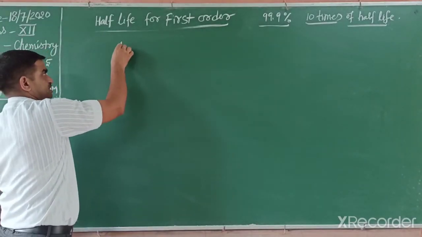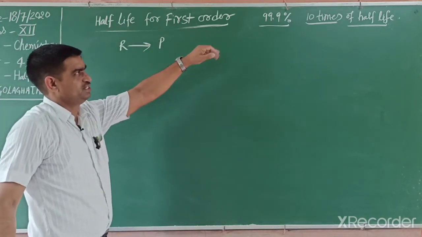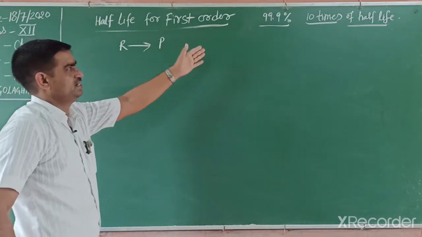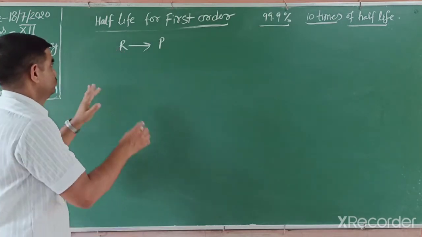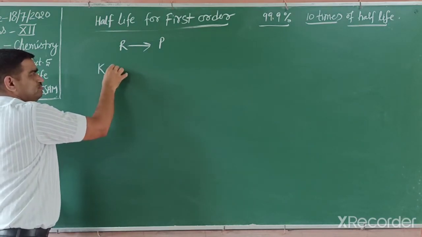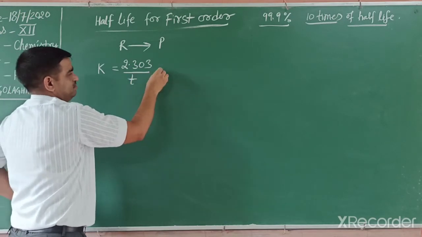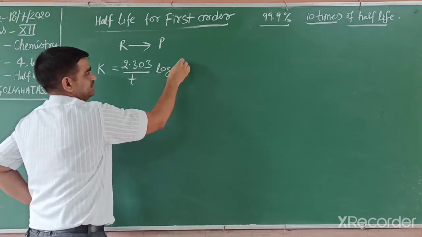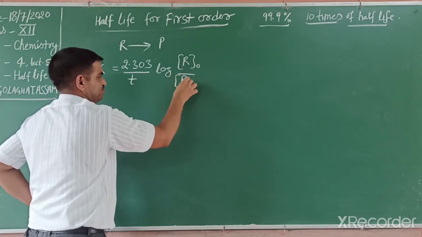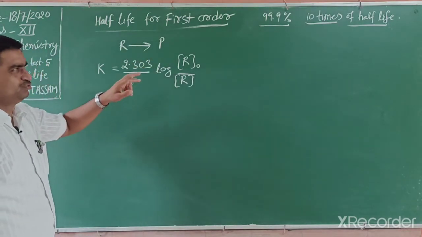So in this first order reaction, reactant converts into product. We know what percent is completion. That is, if the initial concentration is 1, then 99.9% is completed. So first we write the first order rate constant equation, K is equal to 2.303 by T log initial concentration, R0, divided by R. First we have to write this equation, then substitute the values.